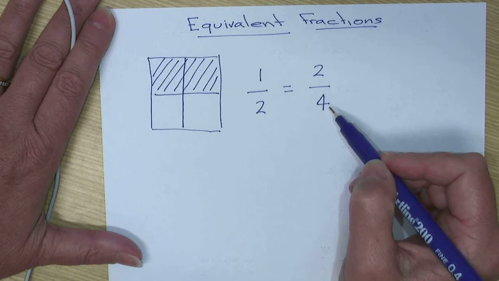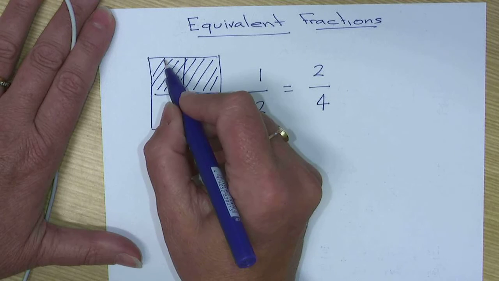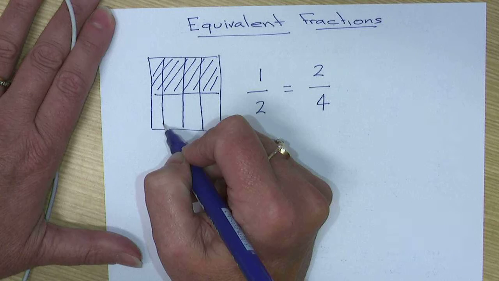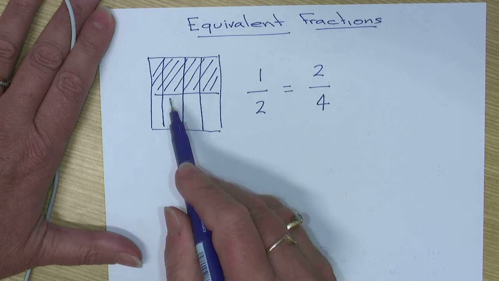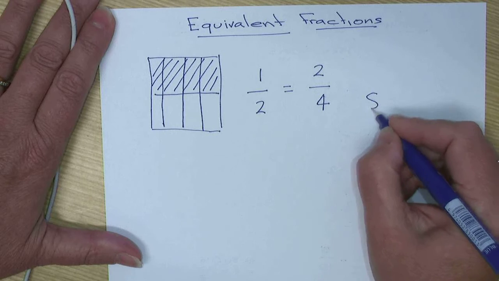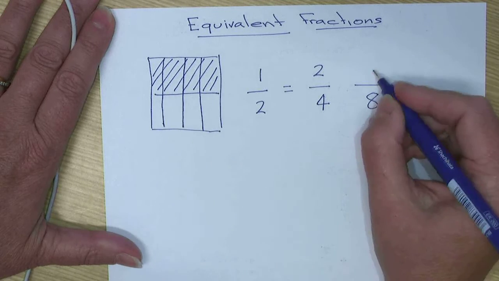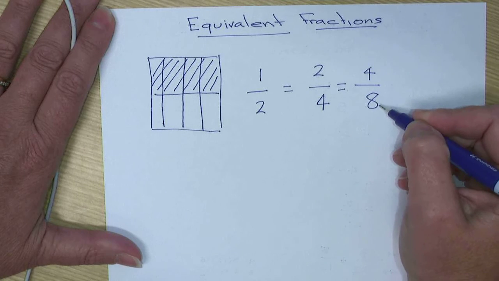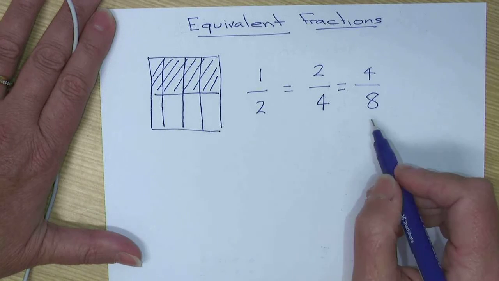If I split these quarters again in half, now I have 8 equal spaces. So 8 is my denominator, and I have 1, 2, 3, 4 coloured in. And again, 4 out of 8 is an equivalent number. Draw diagrams to work this out. So I'll show you some simple ways of working out equivalent fractions.